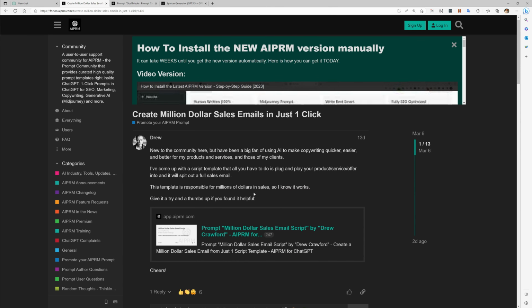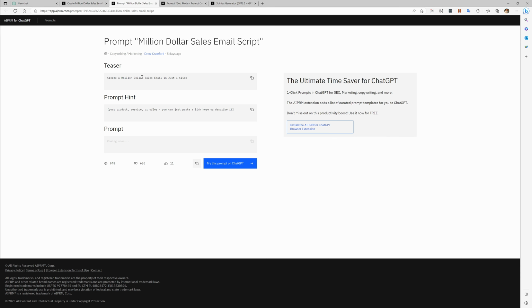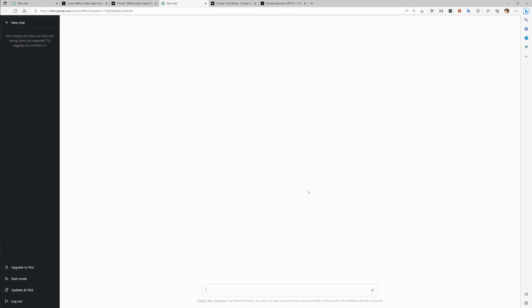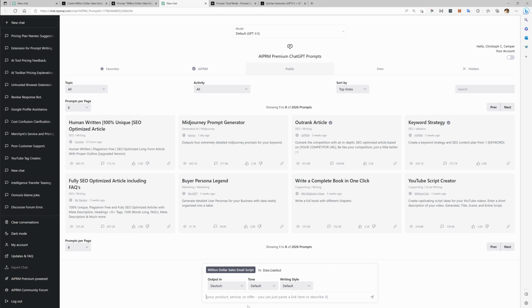And I think there could be more examples in here. This is maybe so obvious to use because clicking on the $1 million sales email, in just one click, when I start this in AIPRM, your product, service, or offer, you can just paste the link here or describe it.